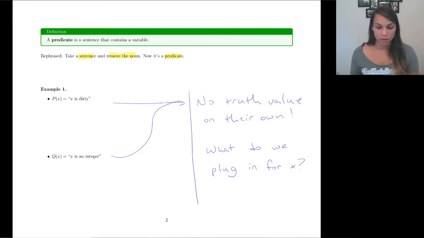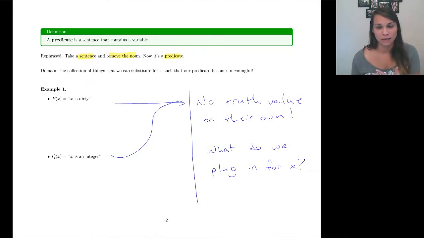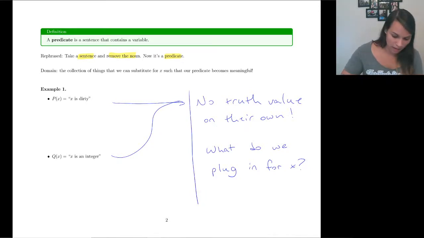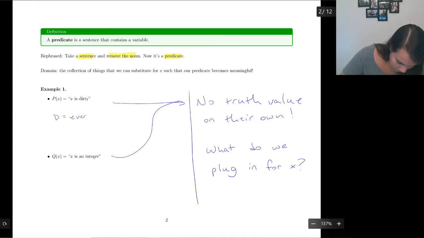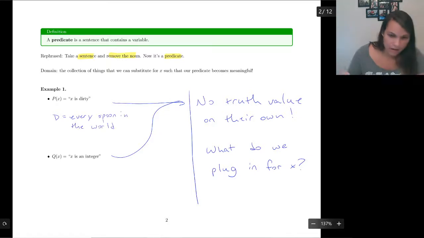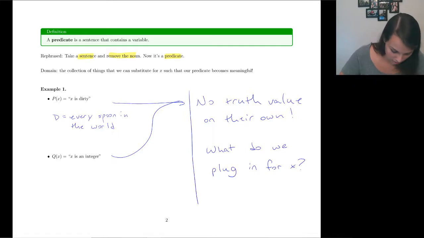So just like functions, predicates have domains. We're going to say that a domain is the collection of things that we can substitute for X so that our predicates become meaningful. For instance, a domain example for the first one, X is dirty, is we could say every spoon in the world. Now we have things to plug in that would make that meaningful. It doesn't have to be every spoon in the world. Maybe we just mean all the spoons in my house.